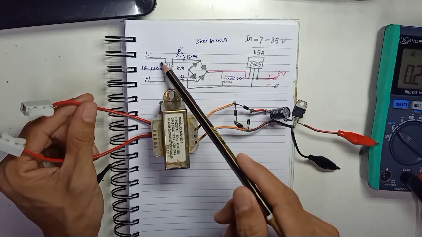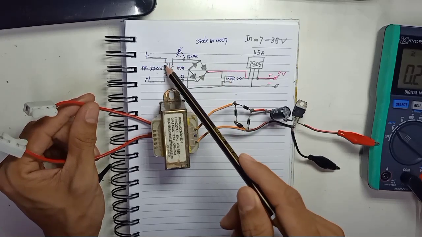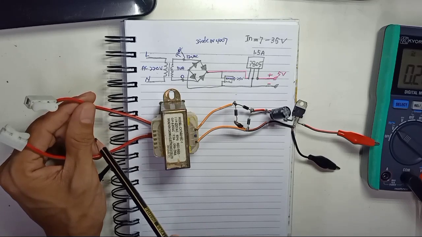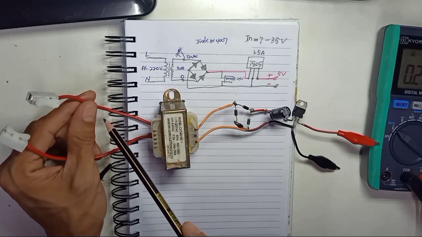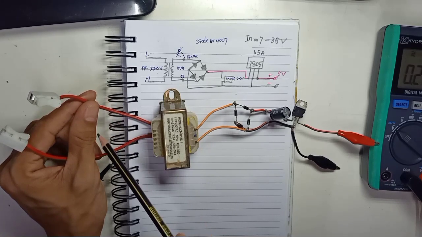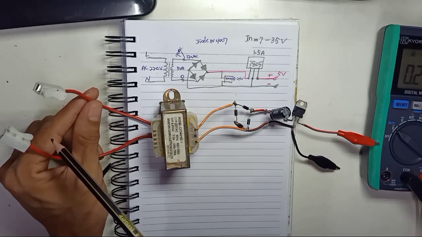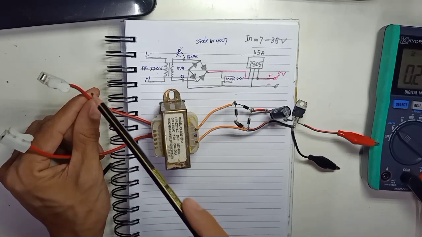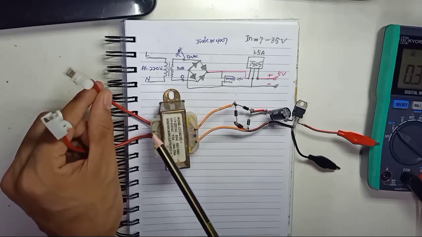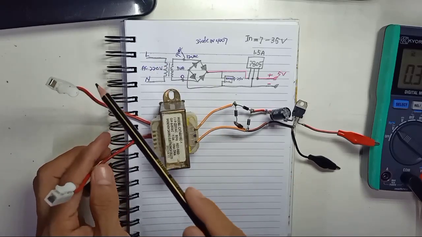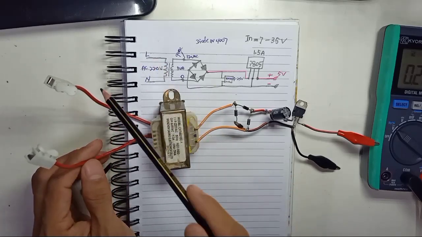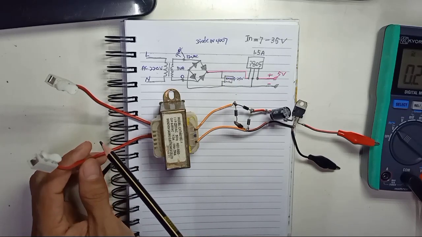So my circuit diagram is right here. This wire is live, this wire is neutral. It doesn't matter which side is live or neutral; you can use either one. But I'm going to use this wire as live and this wire as neutral.